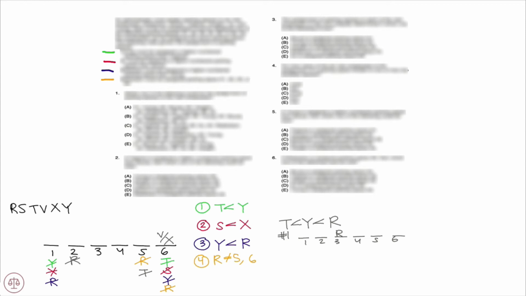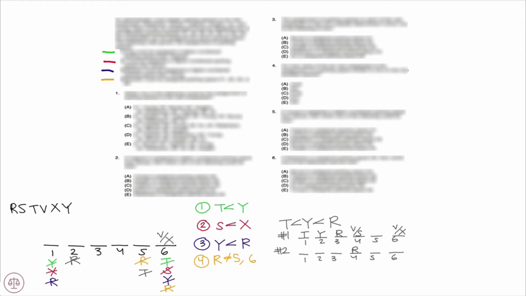We know that forces T here, Y here, and then we're left with S, X, and V. We know S is before X, so that means X can't be fourth. So this is either V or S, and since we know S can't be sixth, this is going to be V or X. Now, we also know R can be fourth, so we have option 2, where R is fourth.